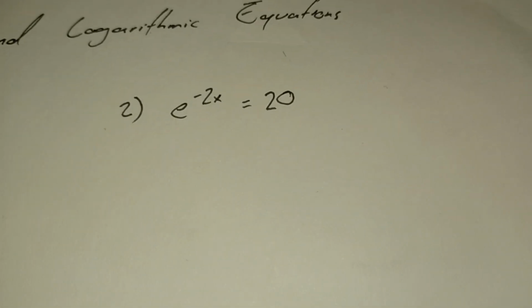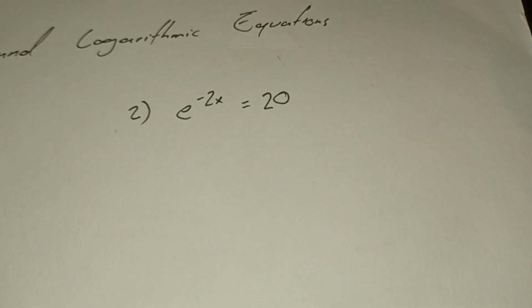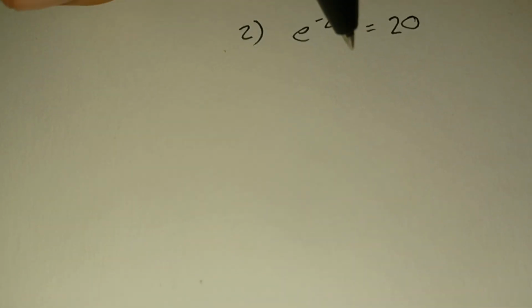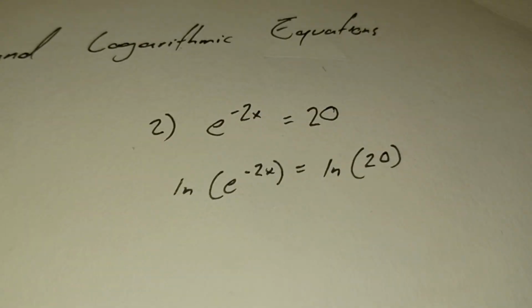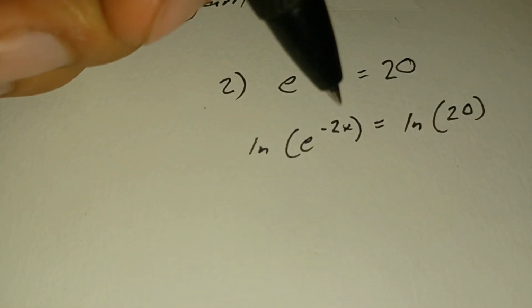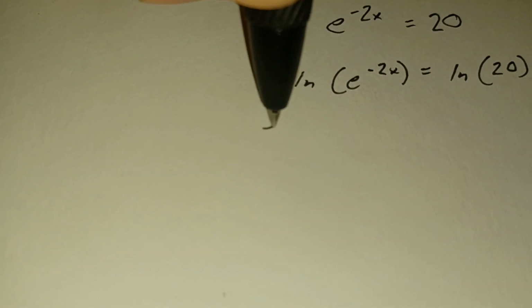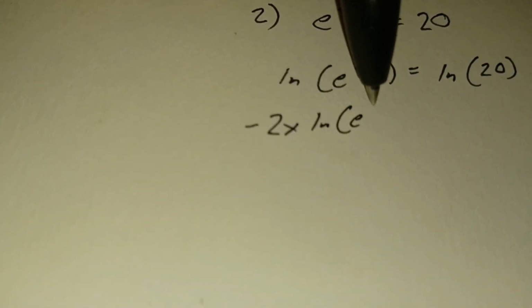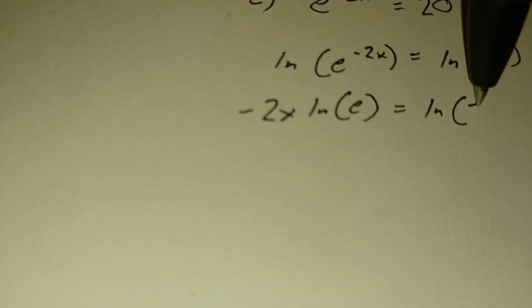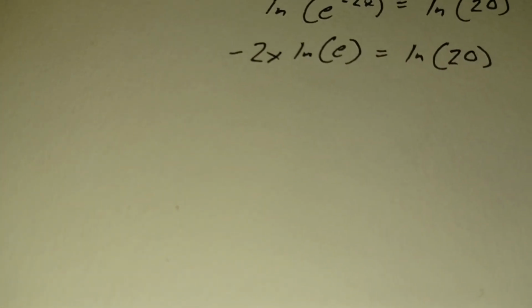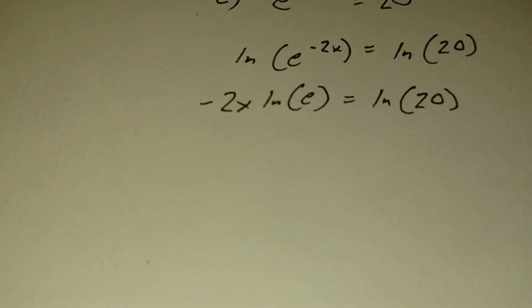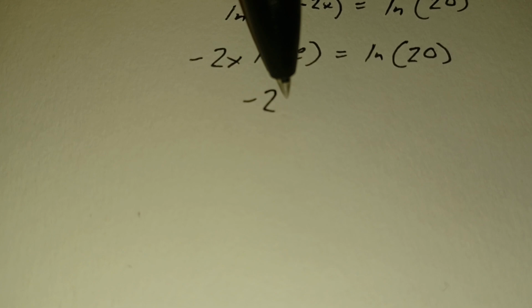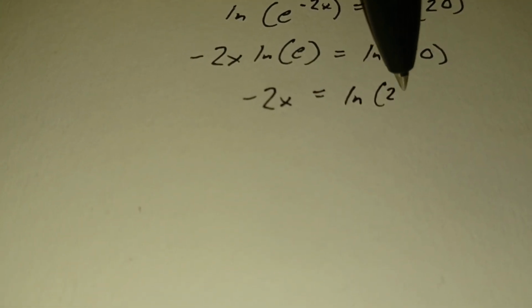e to the negative 2x power equals 20. Again, we take the natural log of each side, so ln of e to the negative 2x power equals ln of 20. Same story: we move the exponent to the front and rewrite it as negative 2x times ln e equals ln 20. We know that the natural log of e is 1, so 1 times negative 2x is negative 2x. So negative 2x equals ln 20.